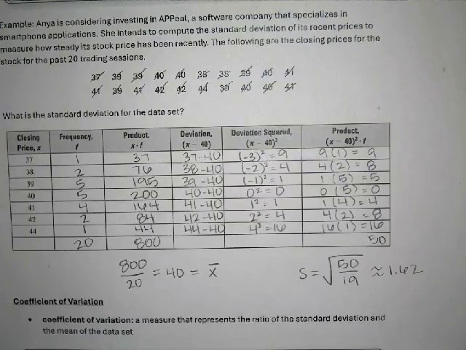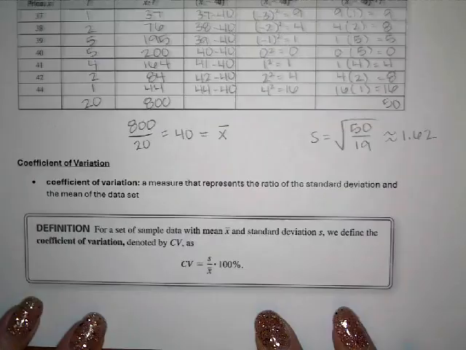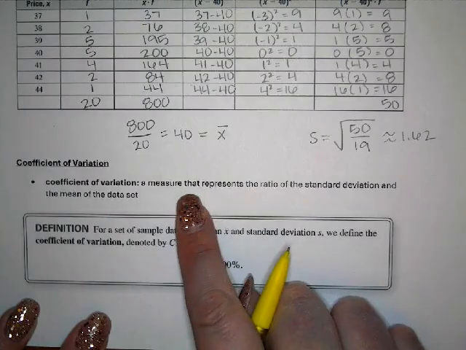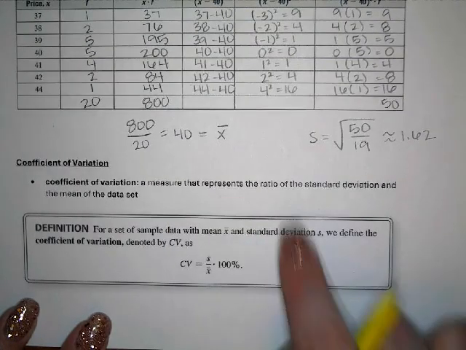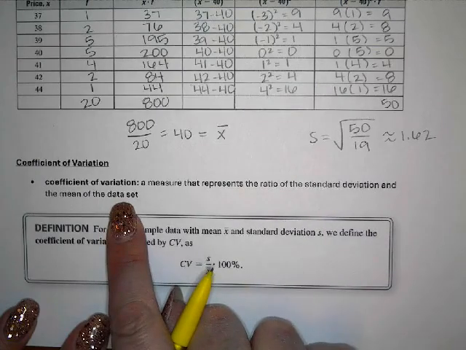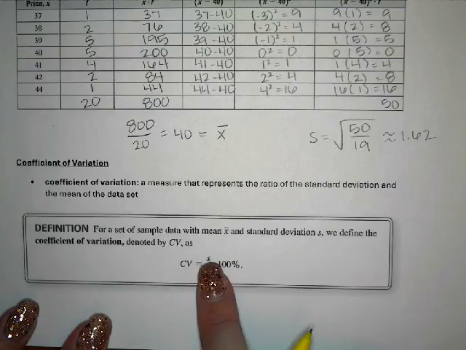All right, next we're going to find the coefficient of variation. The coefficient of variation is a measure that represents the ratio of the standard deviation and the mean of the data set. So it compares them to each other. And it's the standard deviation divided by the mean. That's the ratio. And then you multiply it by 100. So you're turning it into a percentage.